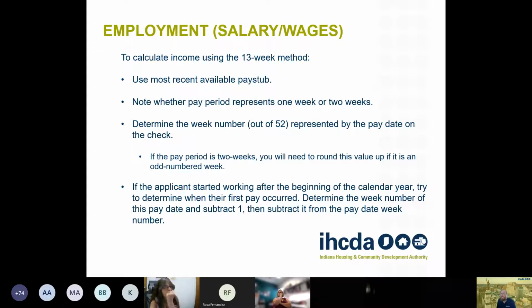If the pay period is a 2-week pay period, then if it falls on an odd number week, so say it's a 2-week pay period and you have a pay stub that falls on week 39, you are going to need to round that value up to 40.